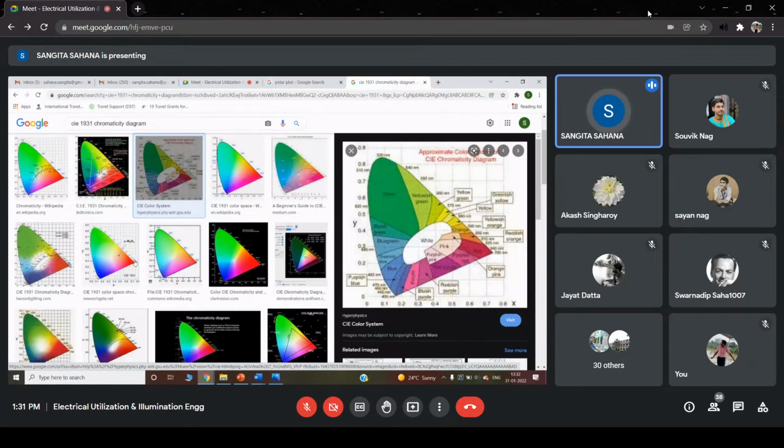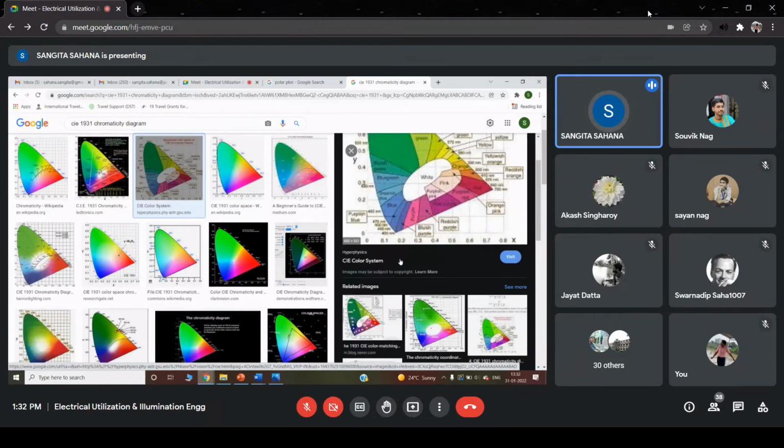You can see red, green, and blue. At the center, it has white color because at the center, all are like 0.3, 0.3, 0.3. So at the center you have the white. Then if you move towards the red, you will get yellow. If you move towards the blue, you will get cyan, violet. Accordingly, all the colors. So to quantify any color, we use these coordinates X, Y, and Z.